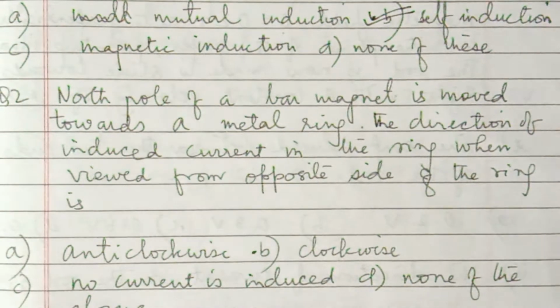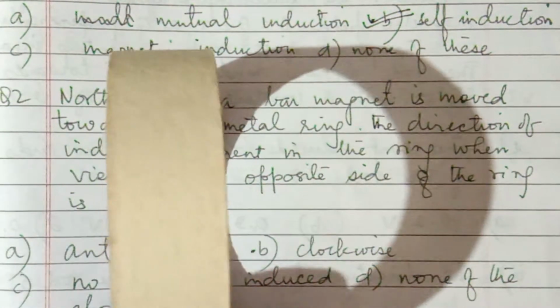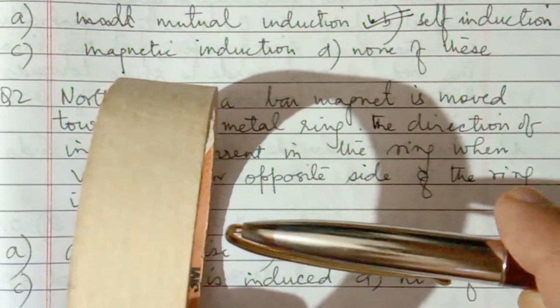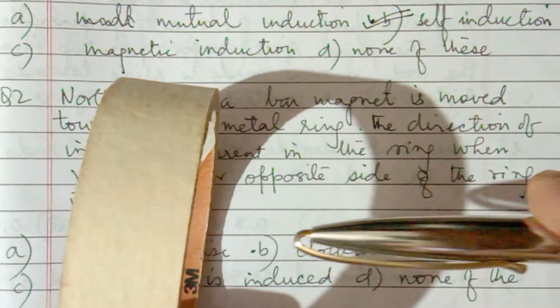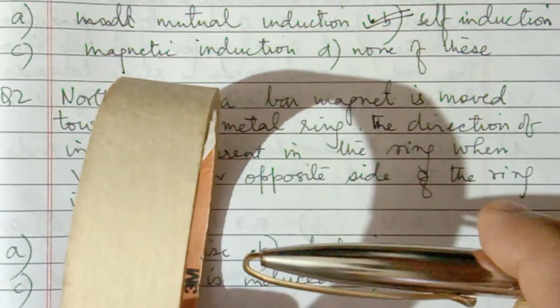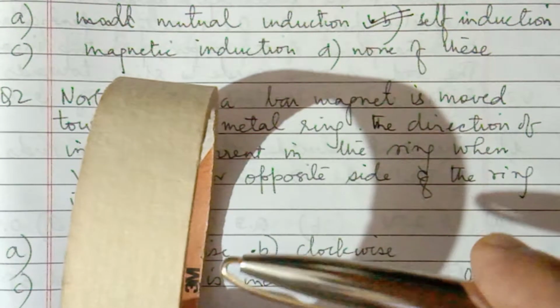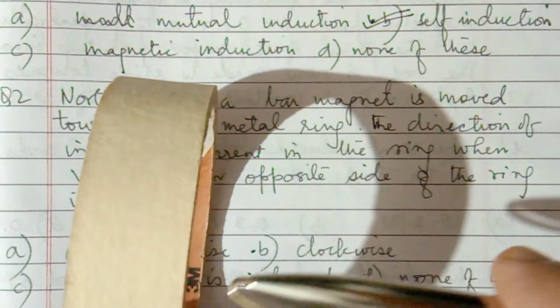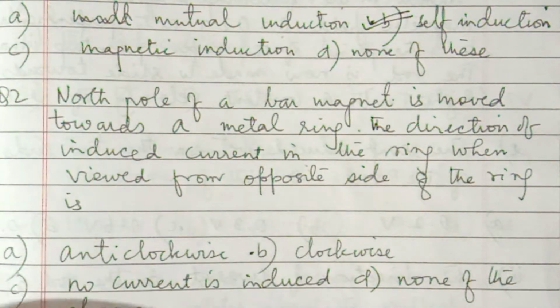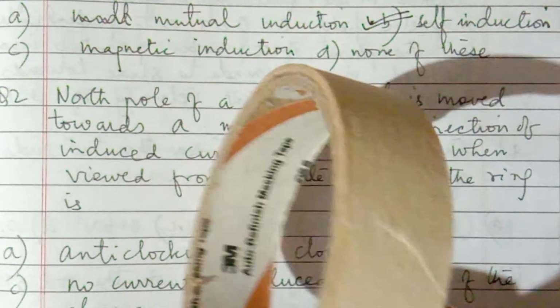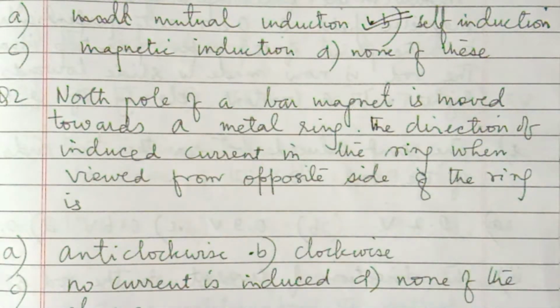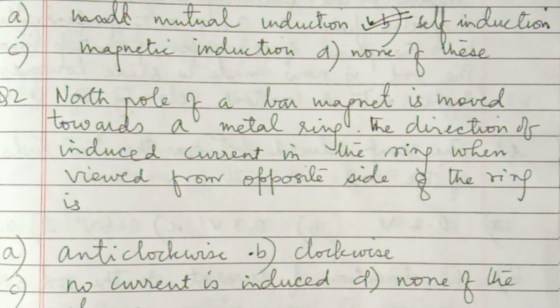Suppose this is the coil, and the magnet is moved like this. Suppose this is a north pole. Then when the north pole is moved towards the coil, due to the change in magnetic flux there is an induced EMF, and due to the induced EMF a current will be set up, the induced current. Now the question is, what is the direction of the induced current? For this, Lenz's law can be used.